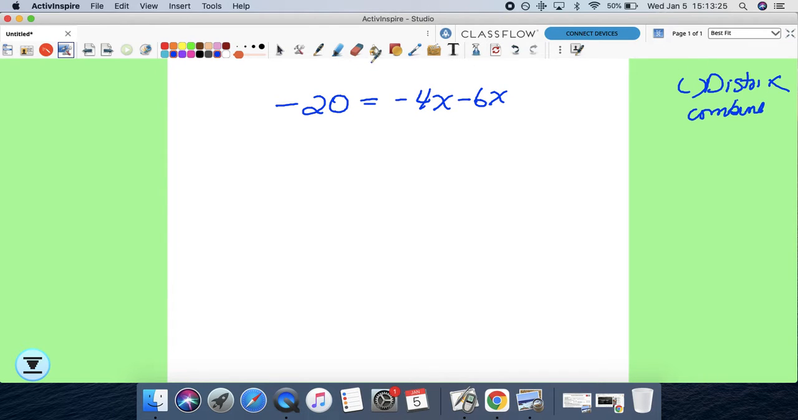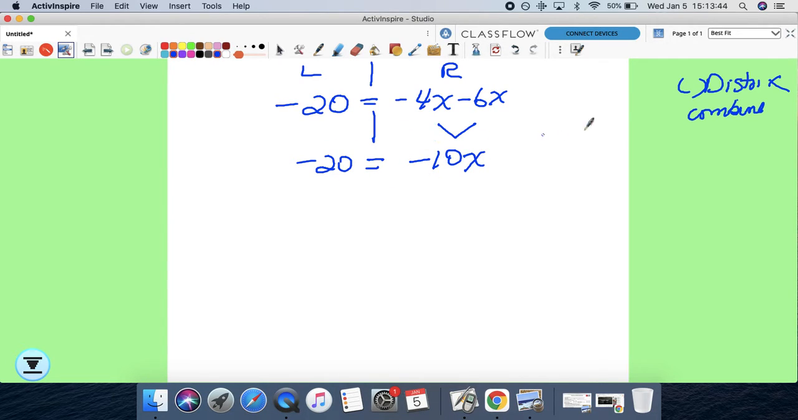So again, look on the left side. There's nothing to combine. Look on the right side. Are these like terms? Yes, they are. They're the same, right? They're x and x, so we can combine those. So this is going to get negative 20 equals, and negative 4x minus 6x is negative 10x.